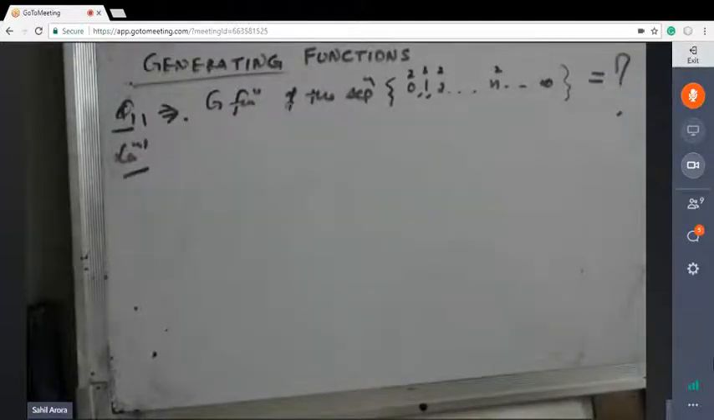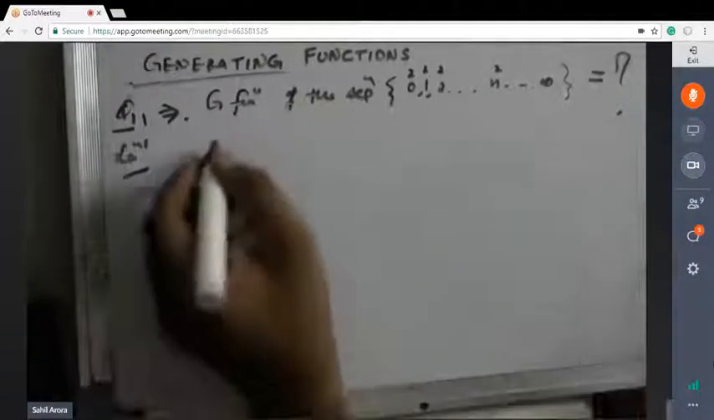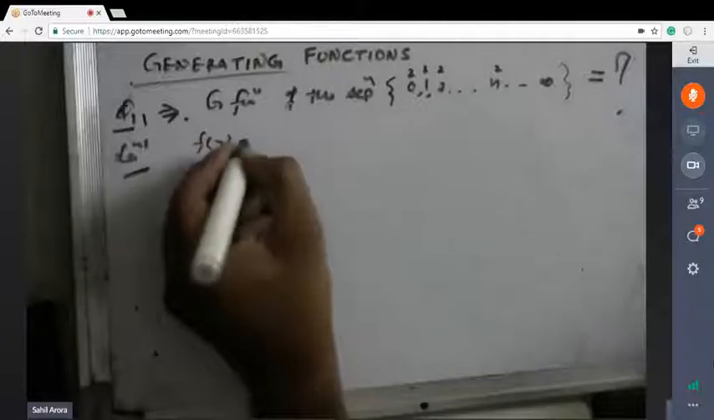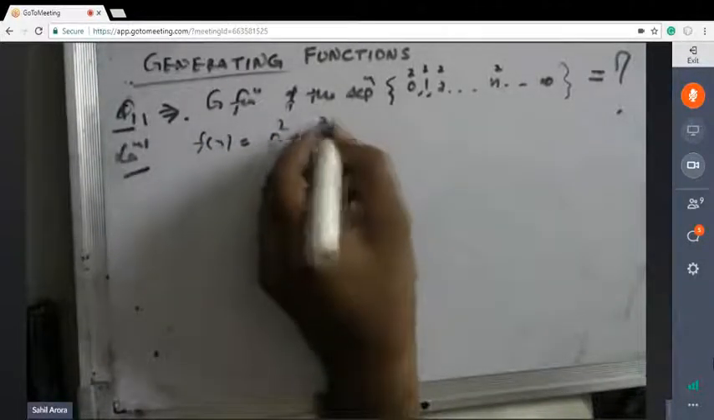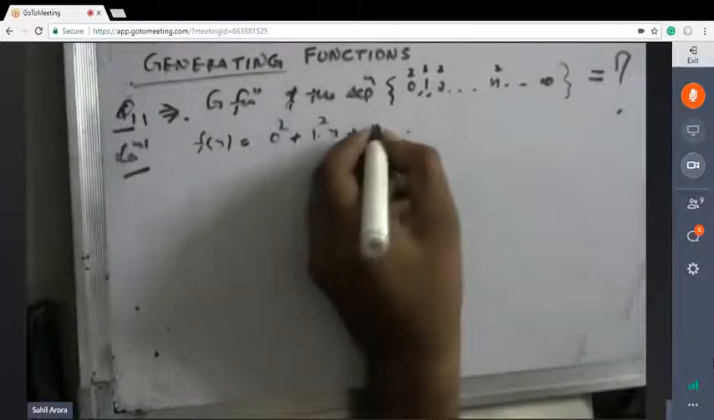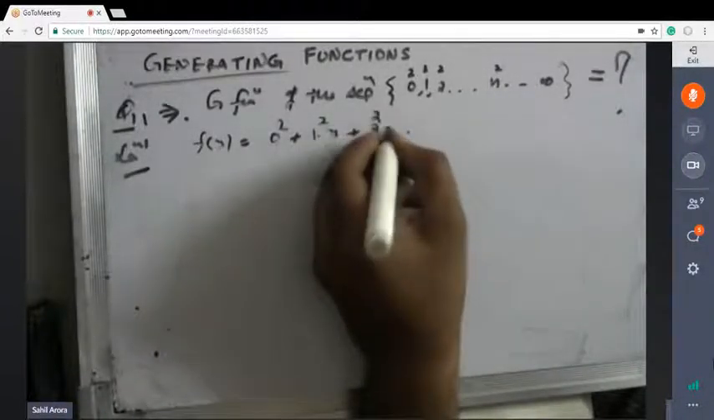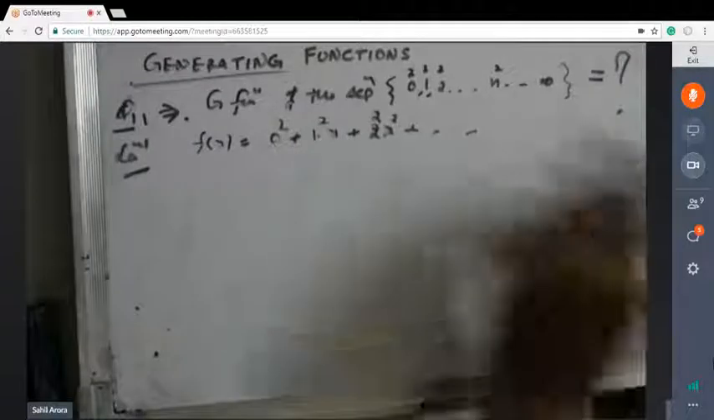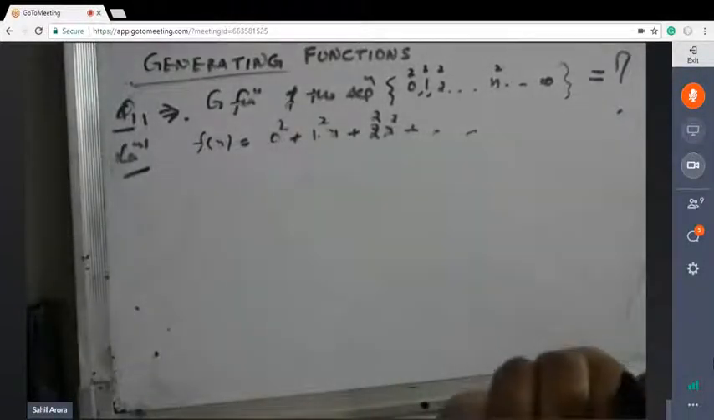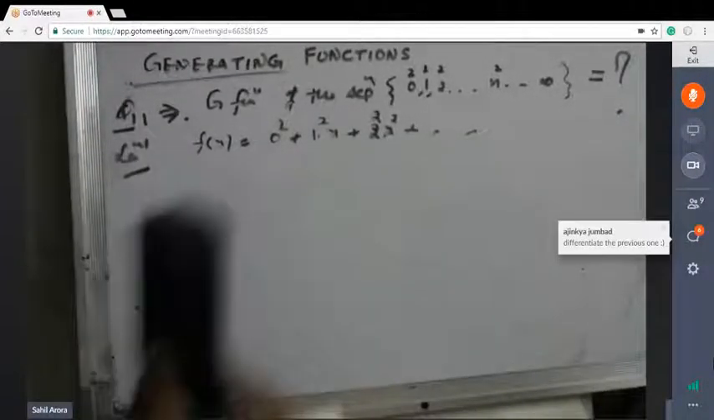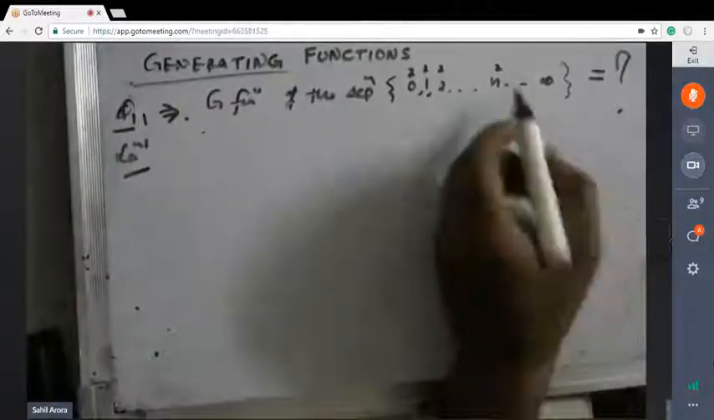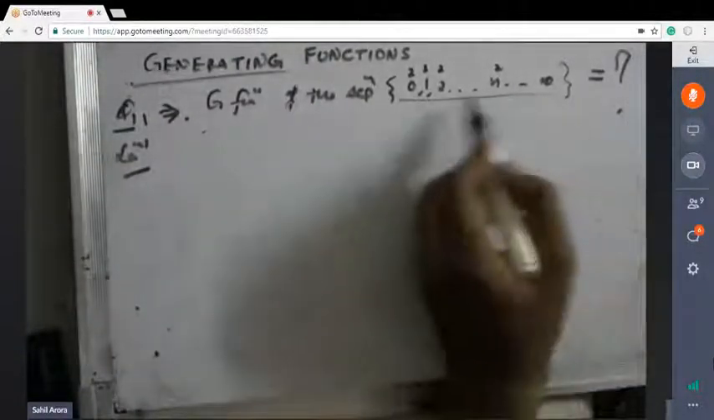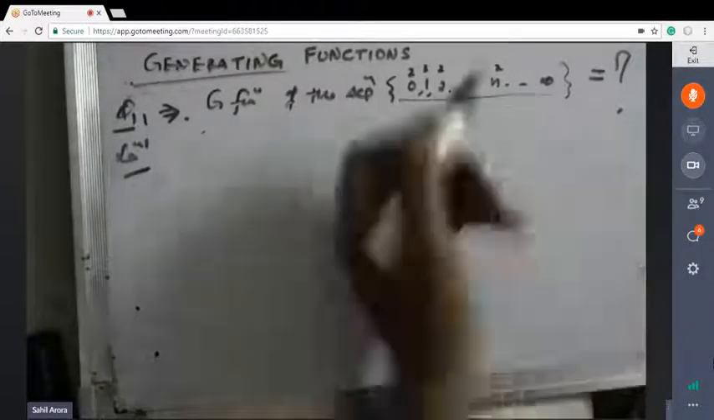Again, everybody will say, sir, you can directly do it this way, f of x, 0 square, again the usual process, right? So 1 square into x and then 2 square into x square and so on. We'll be able to get this result, no problem at all. But one shortcut we can use: every term of this sequence just gets squared, right?